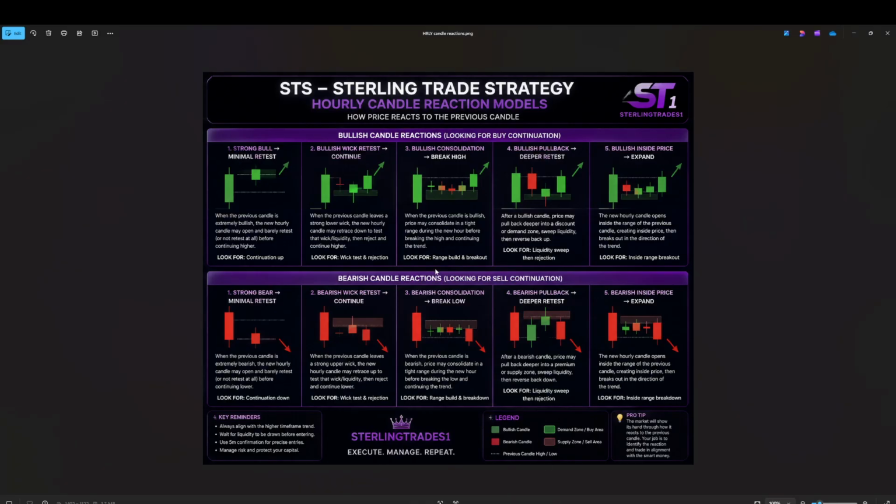So in the hourly auction model, it's all about looking at how these hourly candles are reacting to the previous hourly candles, whether it's the first presented previous hourly candle or the other previous hourly candle. You can see these candle reactions and understand where the current hour may go and target that draw on liquidity for that current hour.